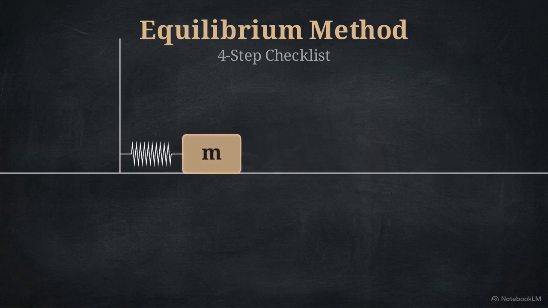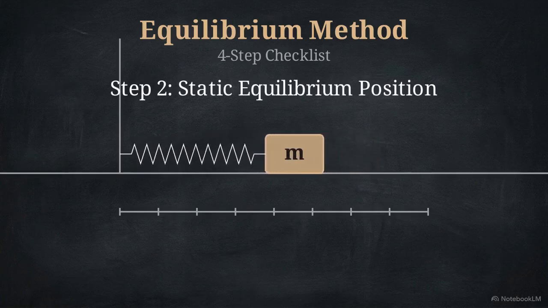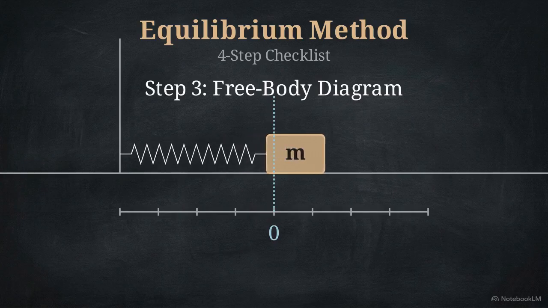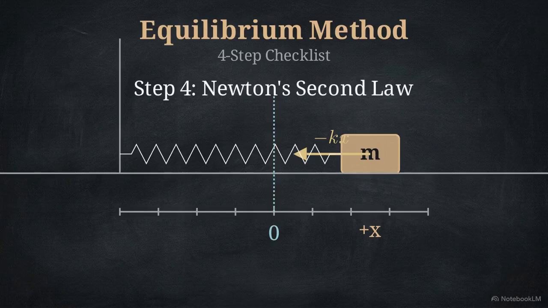Step 1 is choosing our measuring scale, like the horizontal yardstick we just set up. Step 2 is finding the block's natural resting place. Before we flick it, it spends its time sitting still right in the middle. We mark this center line as our 0 point. Step 3 is all about isolation. We freeze time mid-slide and identify the forces pulling on the block, which in this model is just the spring trying to snap it back toward that center line.